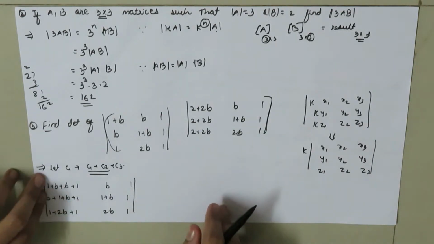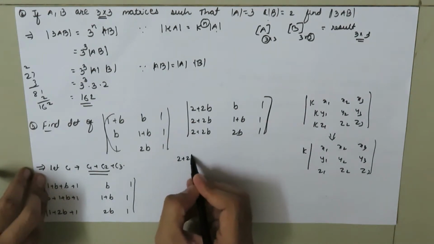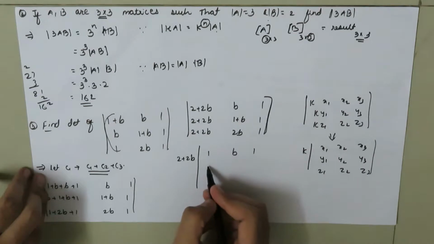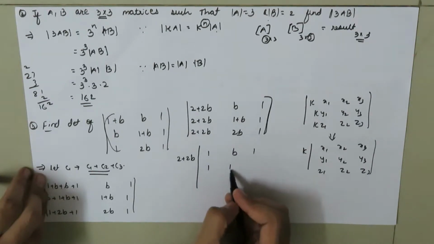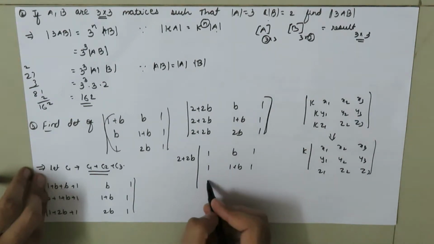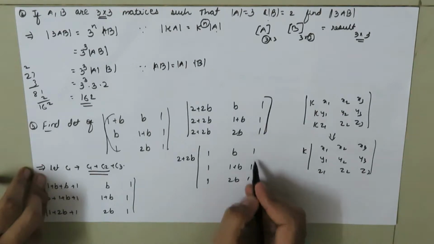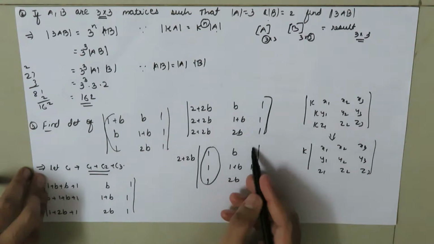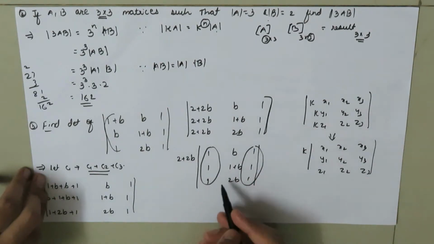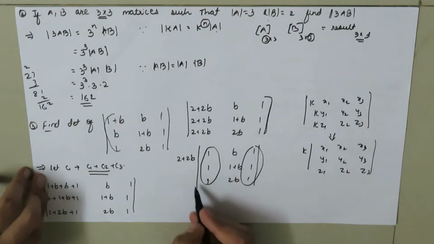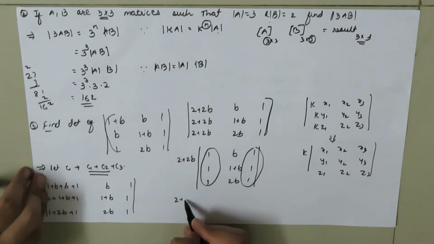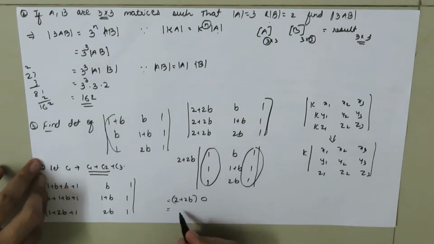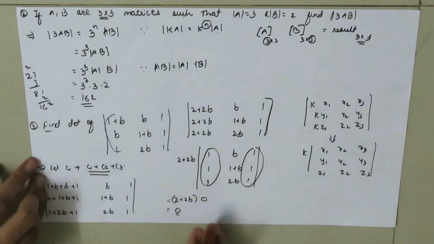So in very similar fashion we can write this determinant as 2 plus 2b, and here we have 1, b, 1, and here we have 1, 1 plus b, and 1, here we have 1, 2b, and 1. As these two columns have identical elements, the value of this determinant must be equal to 0. So 2 plus 2b multiplied by 0. So here we get 0 as the final answer.